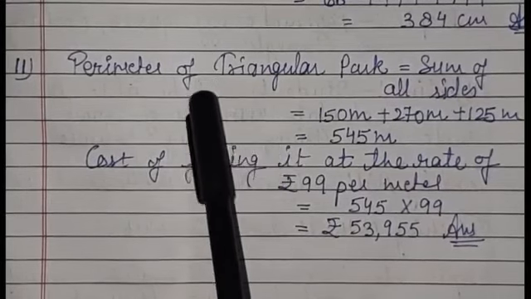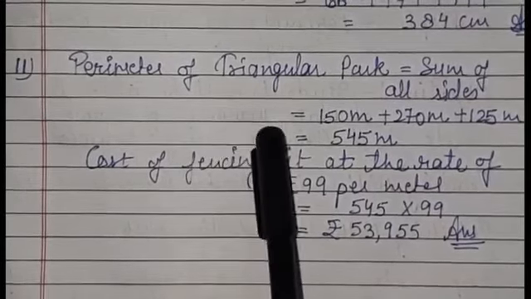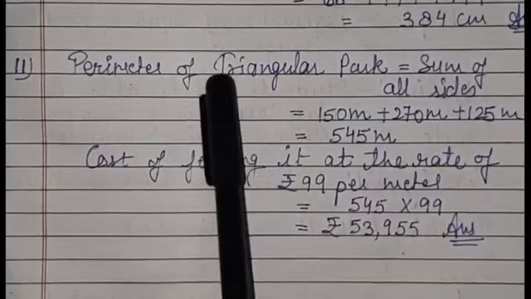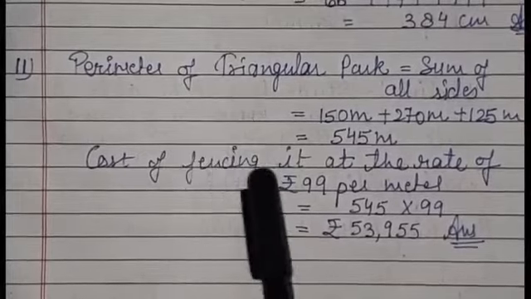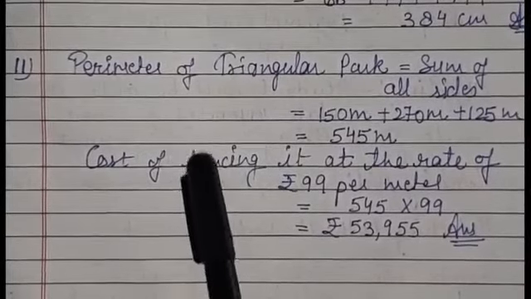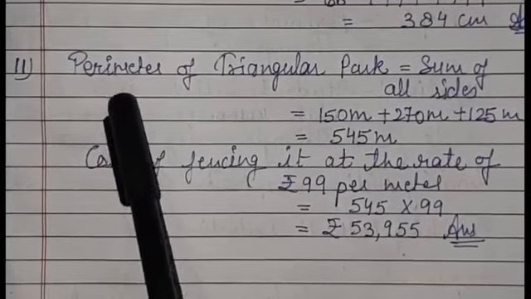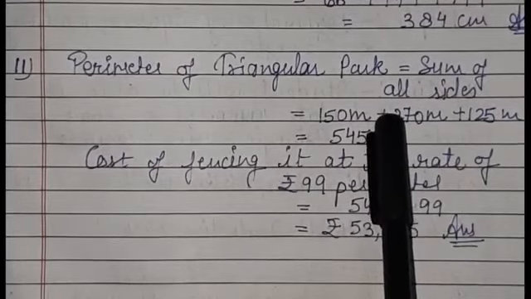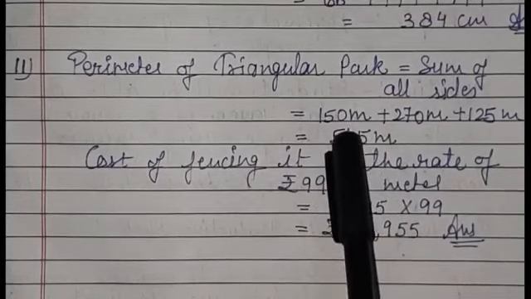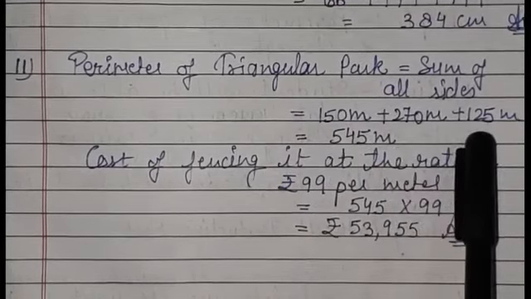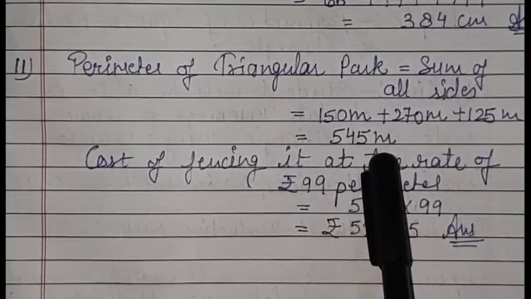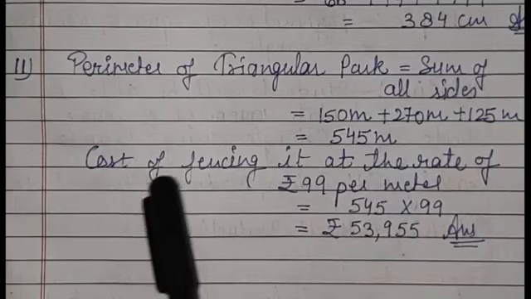Because we have to fence all around the triangular park only, right? They are asking for the outer part. Clear? For that we have to calculate perimeter. So perimeter of triangular park is the sum of all its sides. When we add 150 meter plus 270 meter plus 125 meter, 545 meters will be the perimeter of the triangular park, right?